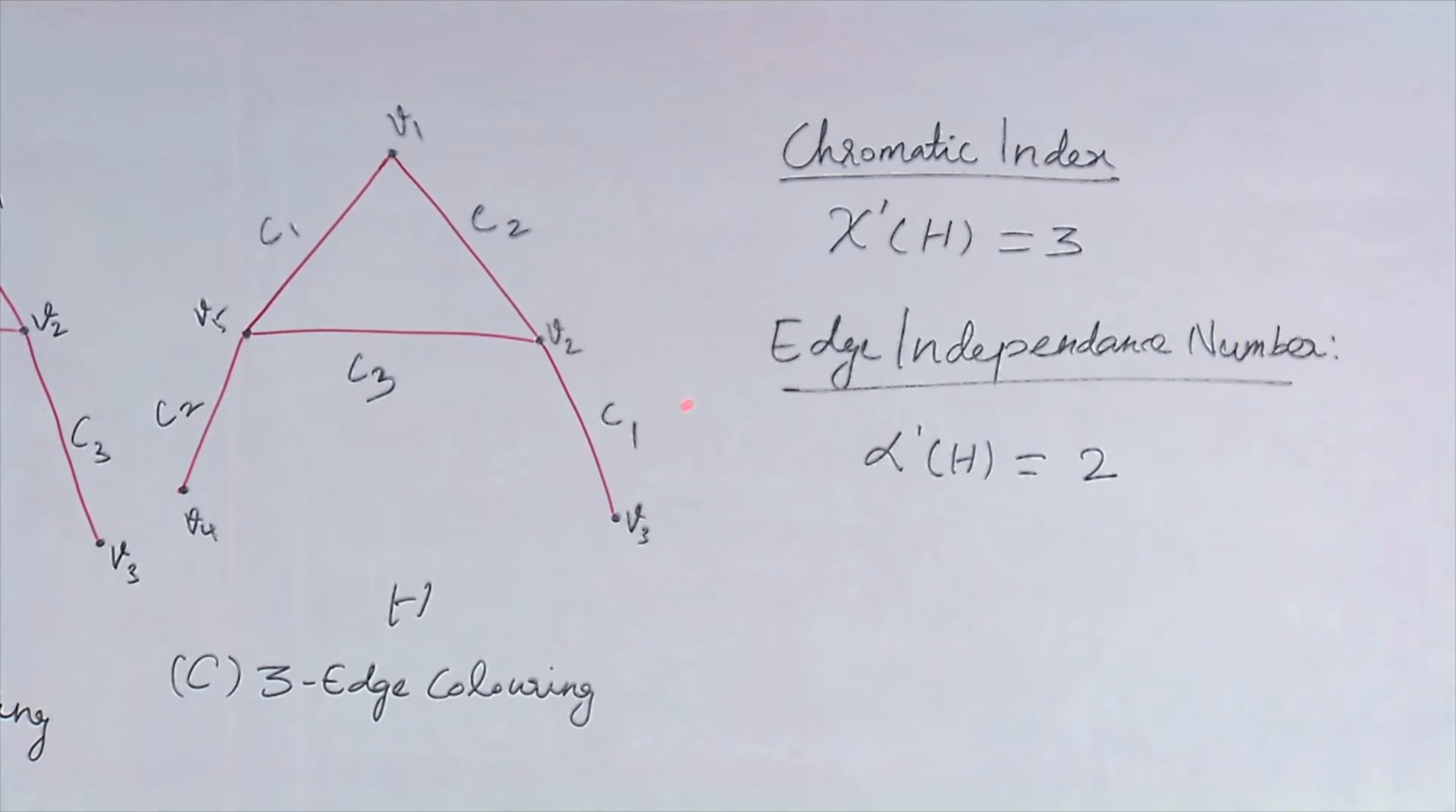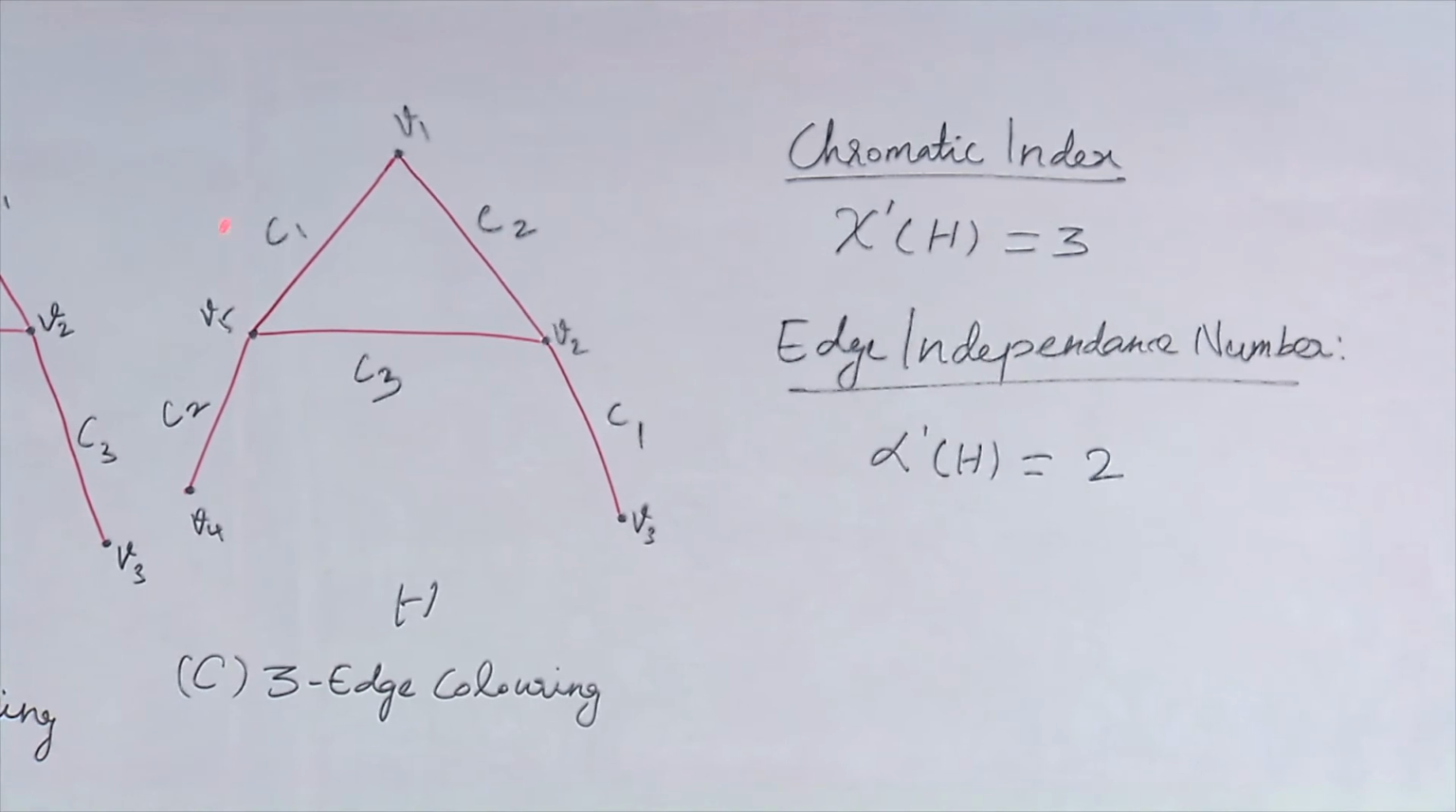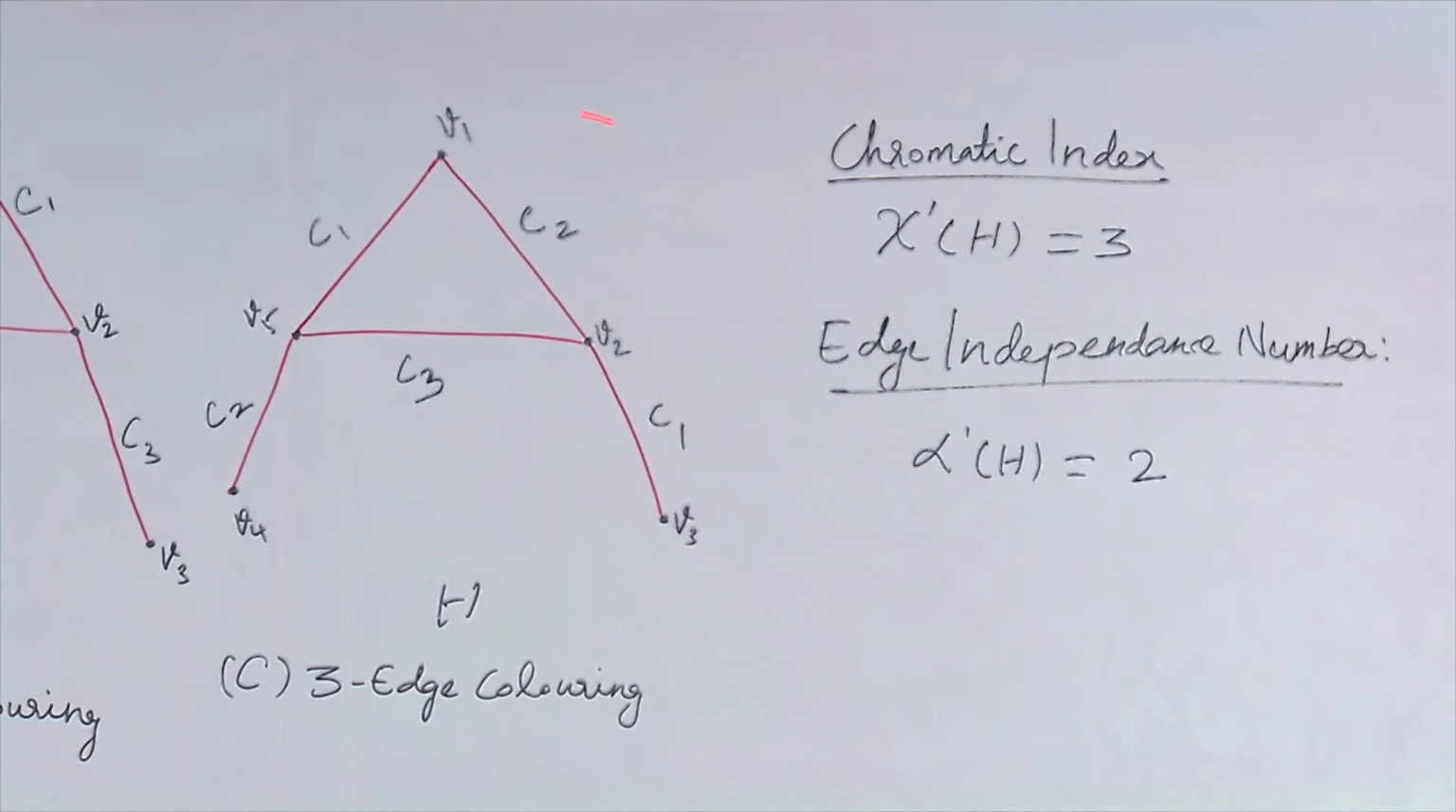And for the same graph, we are going to find the edge independence number. First, we are going to find the edge independent set, and afterwards we are going to count the number of elements in the maximal edge independent set, and we are going to write that as alpha dashed of H, and I will be getting 2. We will find that. Consider the same graph H.